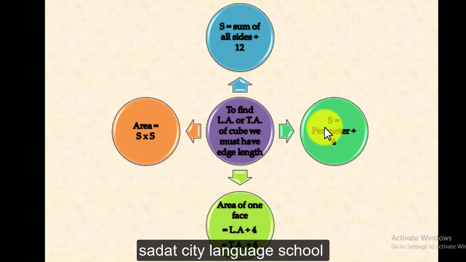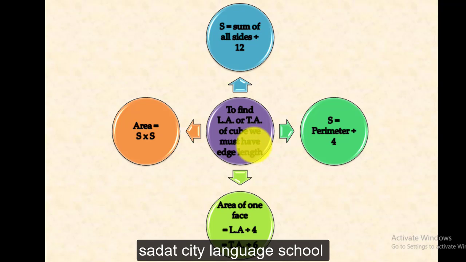To find the side length from the perimeter of a square, perimeter divided by 4. Can we find the side length? Yes. If he gives the sum of all edges of a cube, we say all edges of a cube are equal. To find one side, divide the sum of them by 12. Sum of all sides divided by 12.